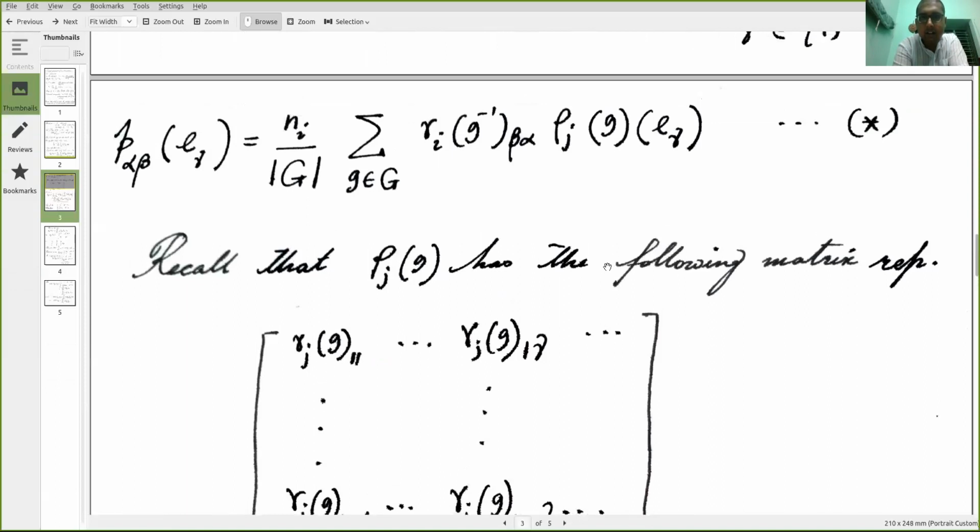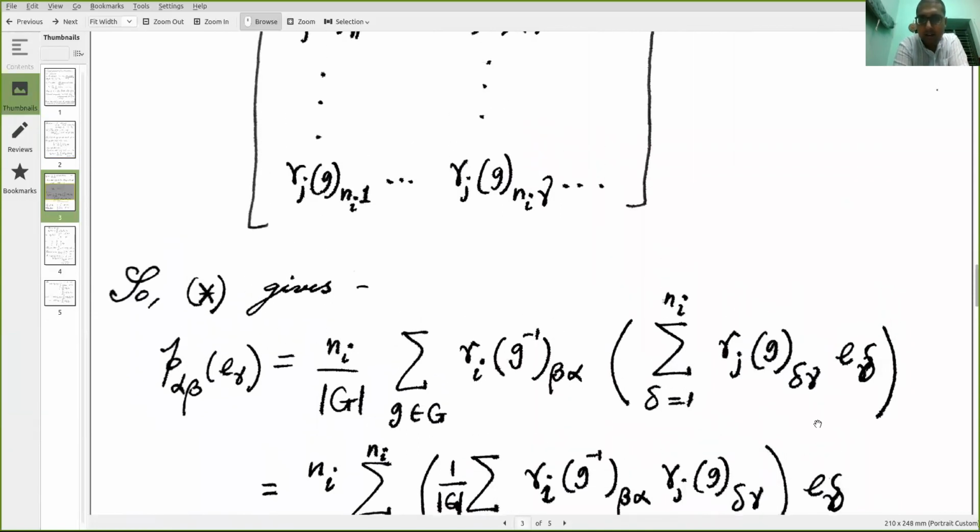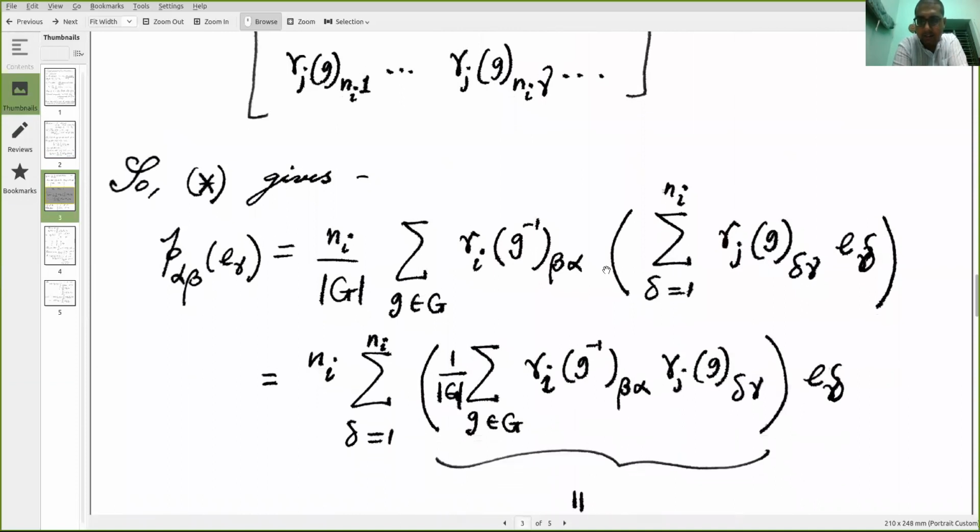So therefore, in view of this, this becomes precisely this, because that's how the matrix representation of a linear map helps us. So once we know the matrix representation of rho jg, rho jg of E gamma means we will need to consider elements from the gamma column of the matrix, and using that we have to form the combination. That's what we have done.